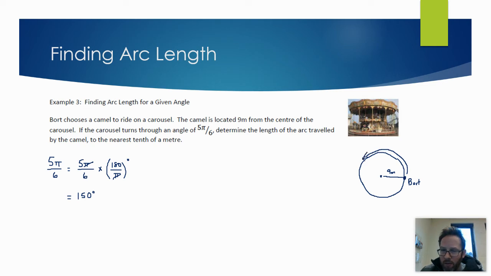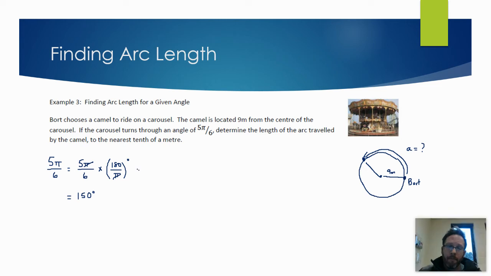And so now he's somewhere right here on the ride. And what we're asked to find is the length of this arc. Now, this kind of question is possible to do without any knowledge of radians. You can find what ratio of the full circle Bort traveled by thinking of what ratio of a circle is 150 degrees out of 360. You can do it that way, but we're just going to use the definition of radians.